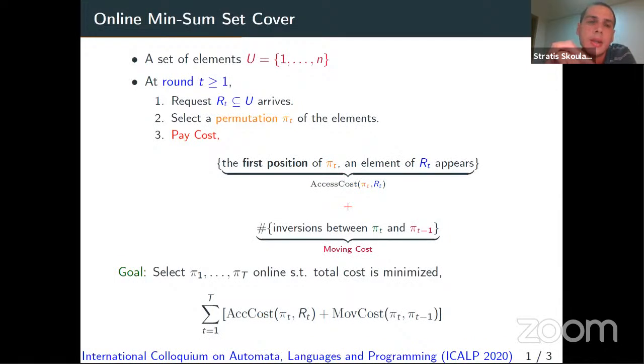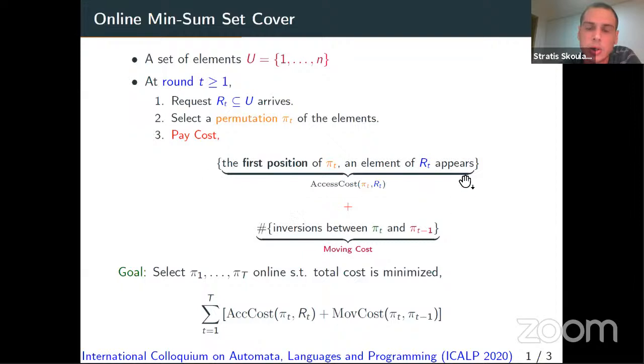We study the online version of the min-sum set cover problem. I'm just going to give you the definition of the online problem due to lack of time. We are given a set of n elements, and at each round t, a request R_t, a subset of these elements, arrives. Our task is to select a permutation pi_t of the elements, and once we fix a permutation at round t, we pay the following cost.